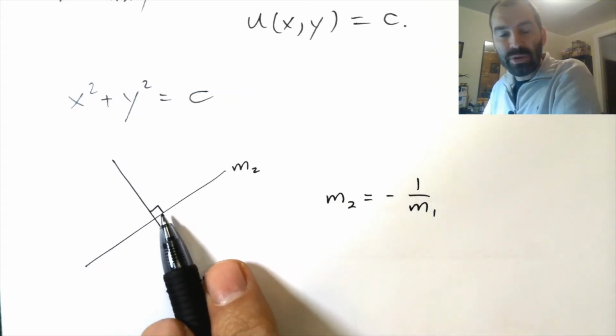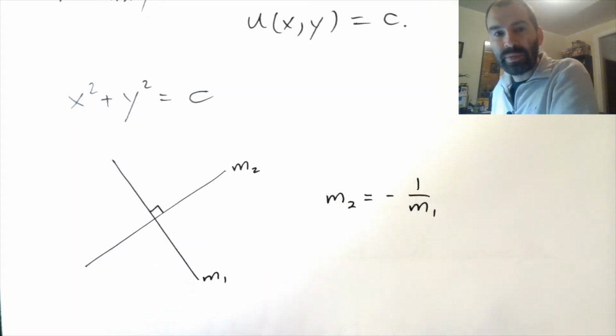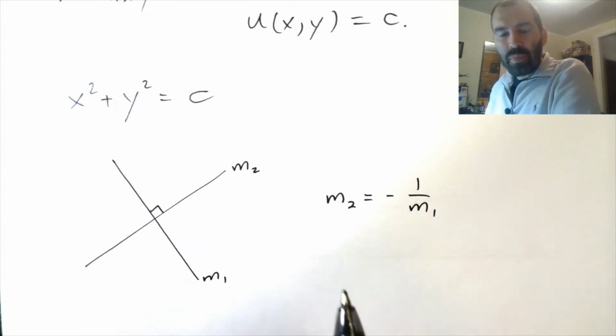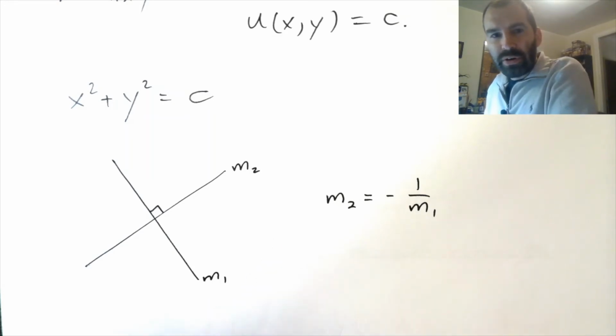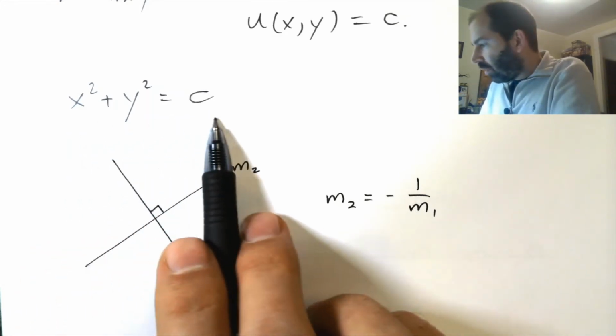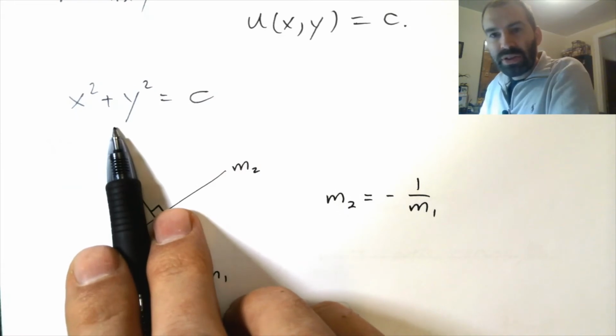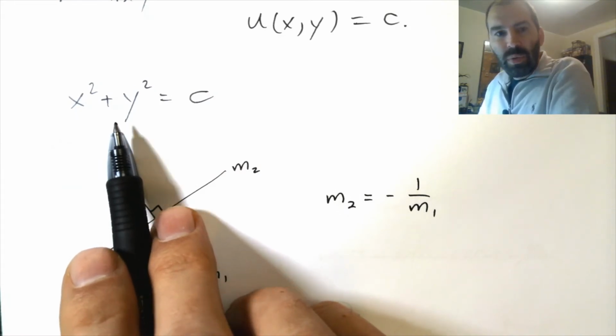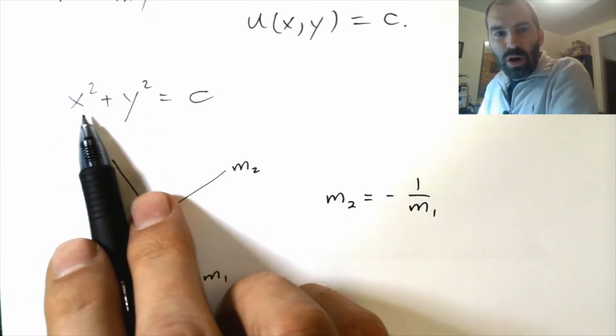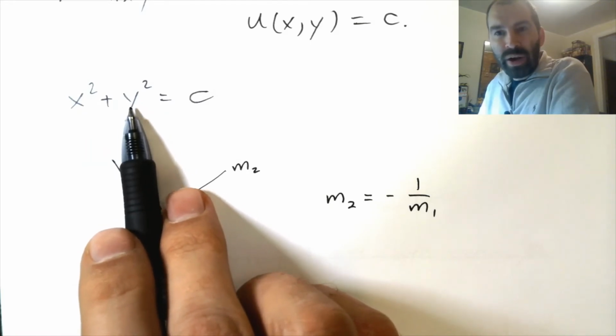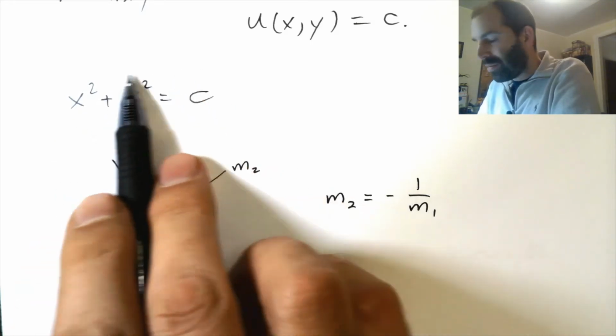That's what it means for these to be orthogonal, okay? So if we're dealing with curves, how do I find the slopes of those curves? Well, the slopes are given by y prime, dy dx, right? So I have to get y prime out of this.